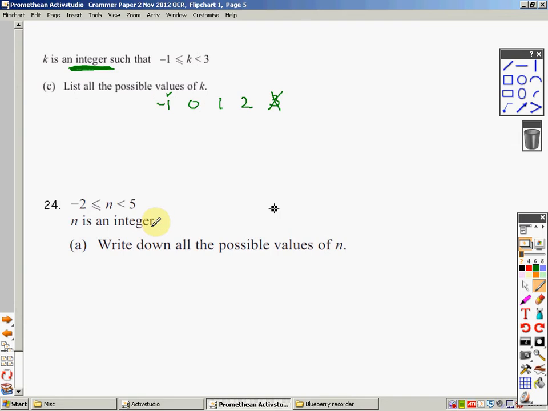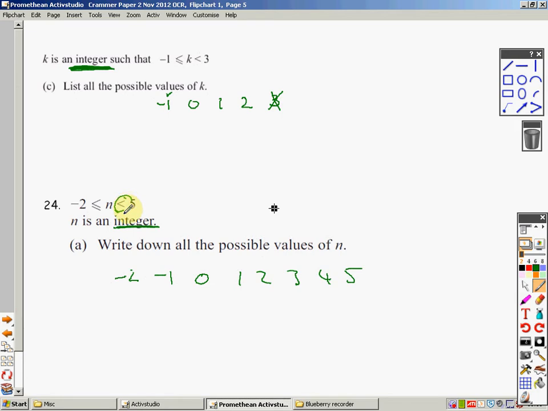N is an integer. Got to know that word again. Write down all the possible values of n. It's going between minus 2 and 5, so let's write them out. Minus 2, minus 1, 0, 1, 2, 3, 4, 5.